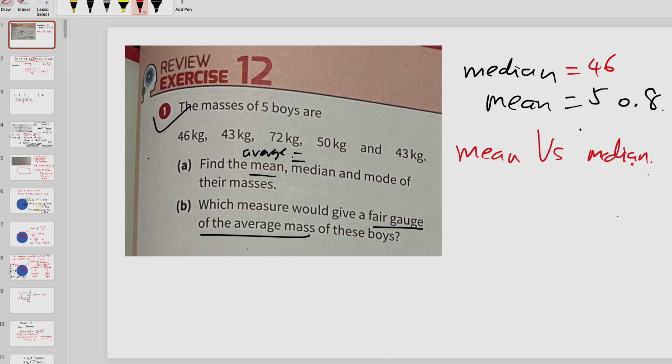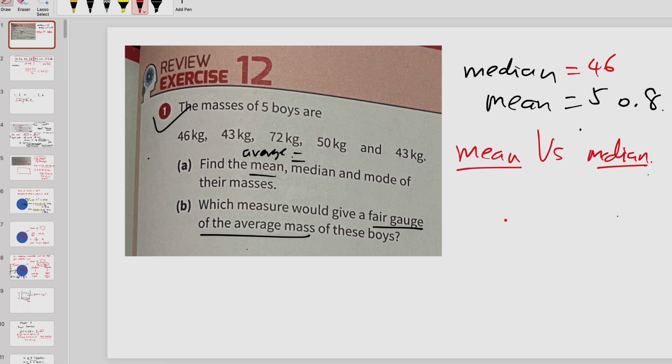Same thing, mean and median. It's not about good or bad. It's about which one is a better metric to talk about the set of data. So for mean, right, we have been using mean since P3 when you study average. Median is relatively new. You learn median only now.